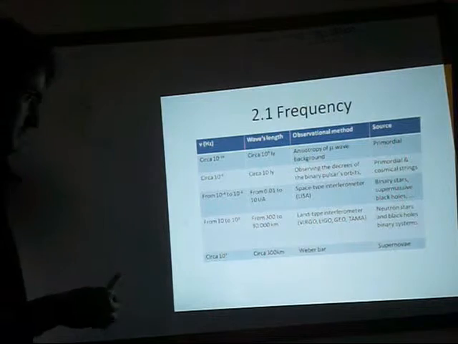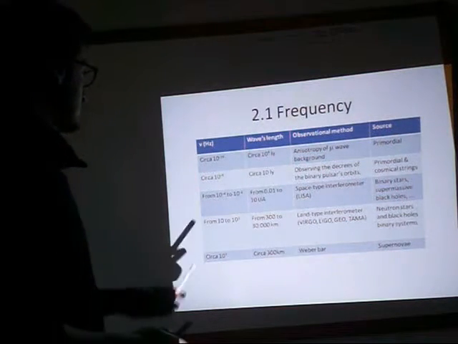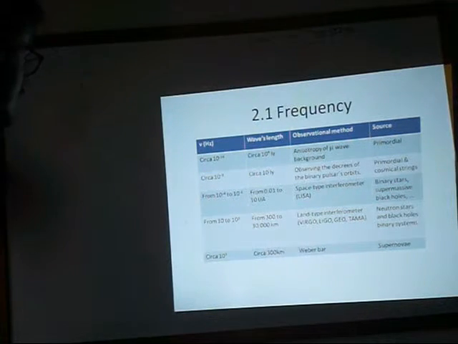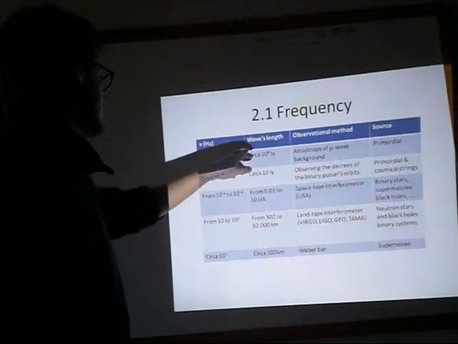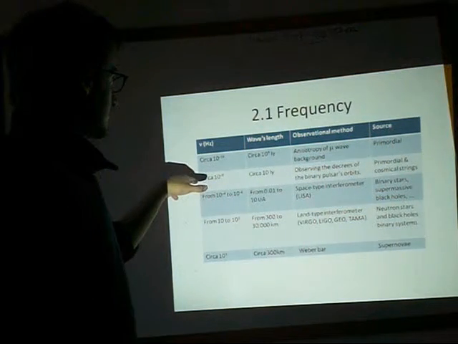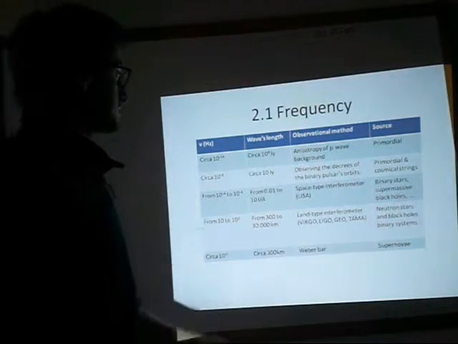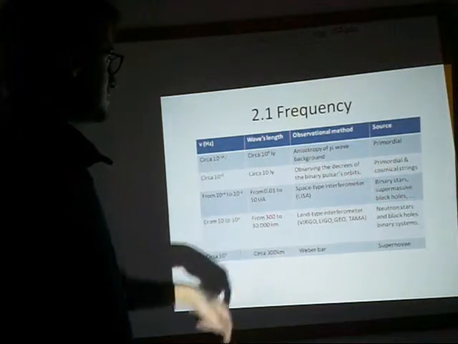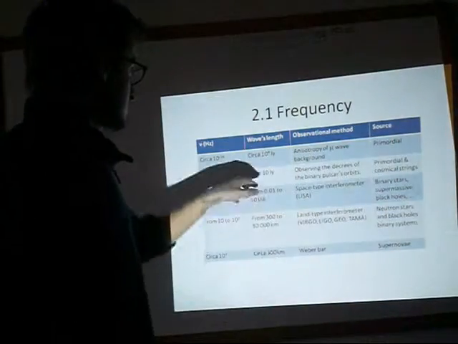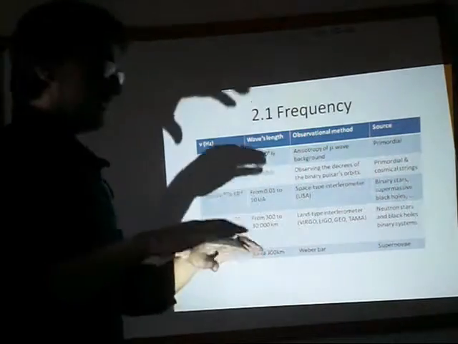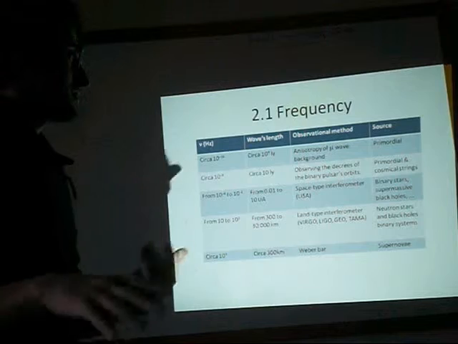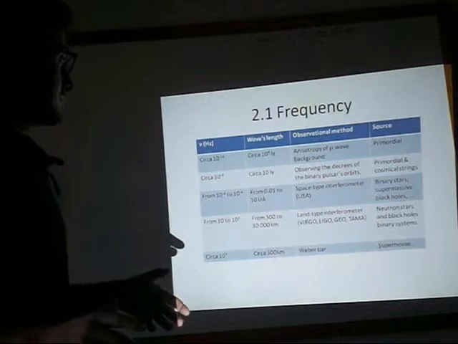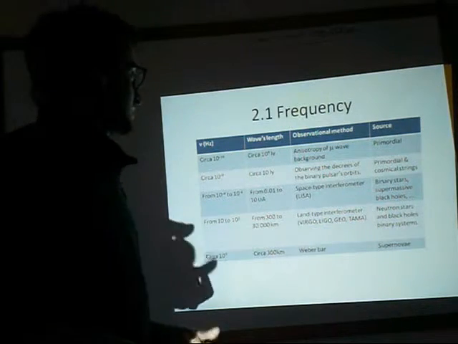The frequency can take values from 10 to the power of minus 16 to 10 to the power of 3. The wavelengths are like that, and each of these frequencies corresponds to different sources. For example, 10 to the power of minus 16 is the primordial source, because the wavelength is approximately the size of the universe.